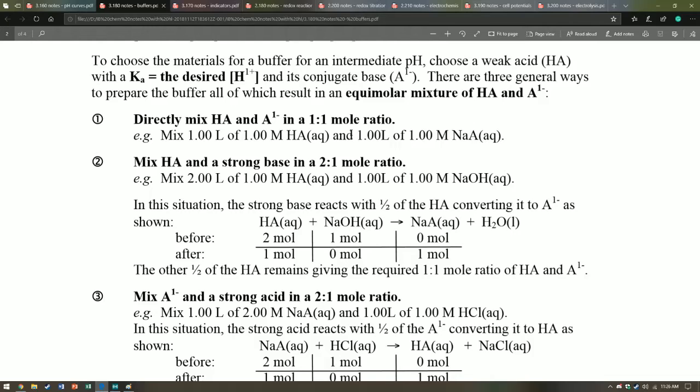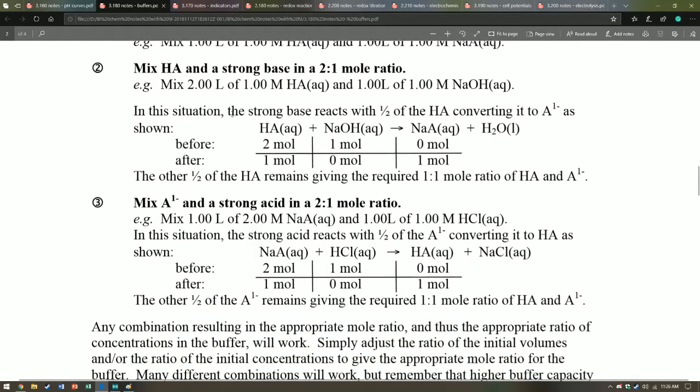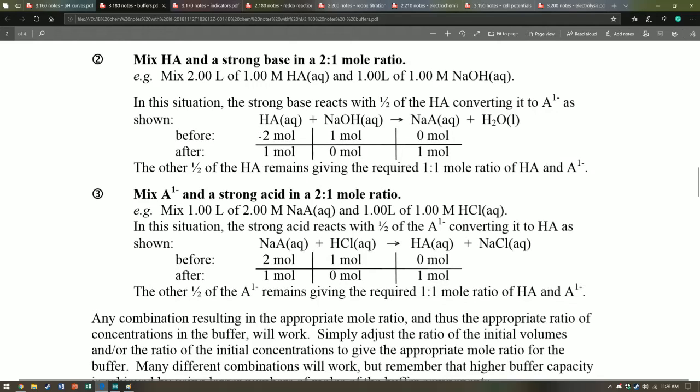Or you can mix HA with a strong base in a 2-to-1 mole ratio, or mix A minus with a strong acid in a 2-to-1 mole ratio. The idea here is always the same, that you will always end up getting a 1-to-1 ratio of weak acid to weak base. Now, for the 2-to-1 bits, it makes more sense if we show the reaction.